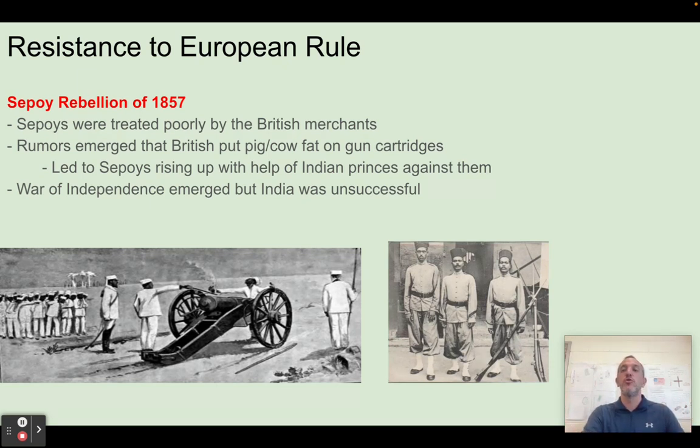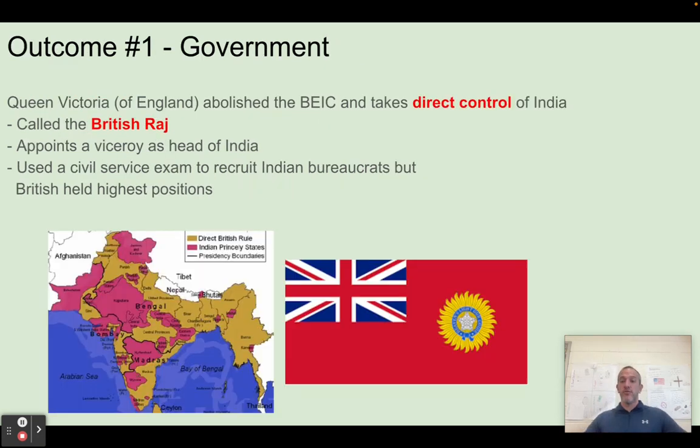So we need to take control. It's too profitable for us. So as a result of the Sepoy Rebellion, India is going to be fully imperialized by the British. And there's a couple things that we see here, a couple things that happen.